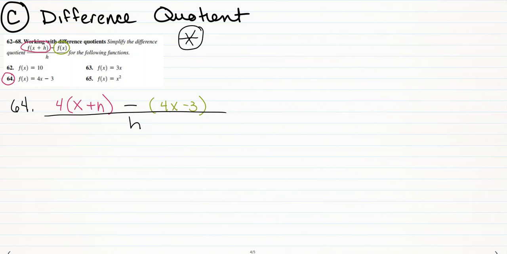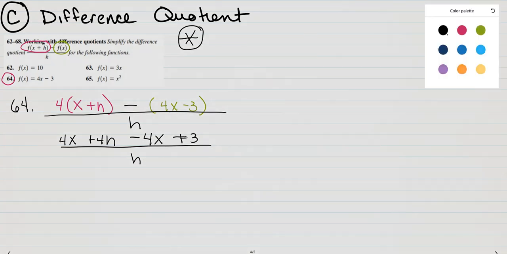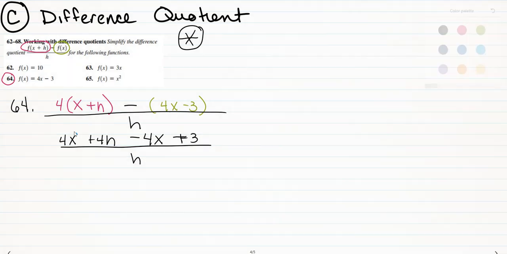So working this out, simplifying, I distribute the 4, distribute the negative, simplifying 4x minus 4x, that cancels out. 4x minus 4x is 0, and I'd have 4h.